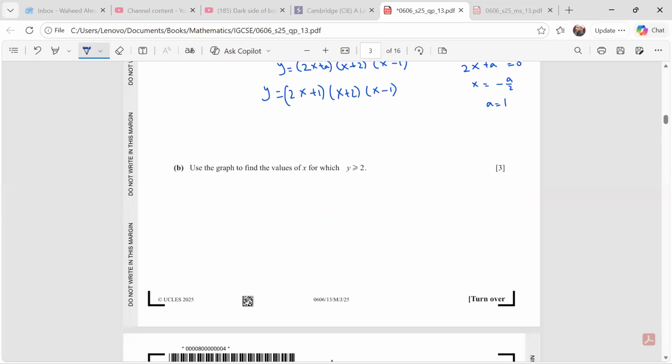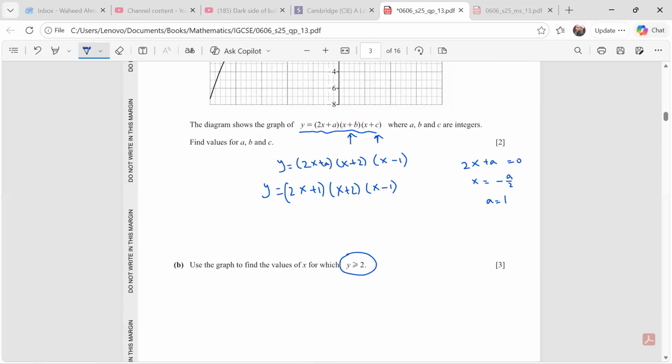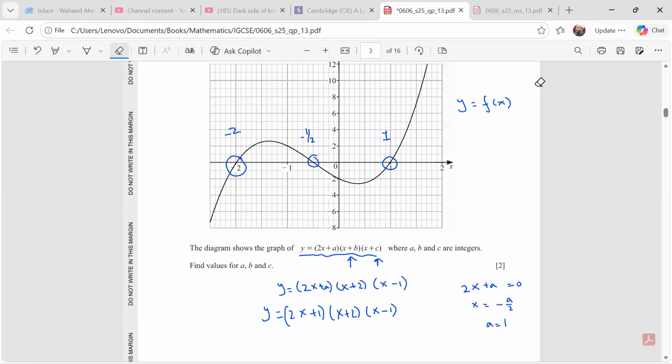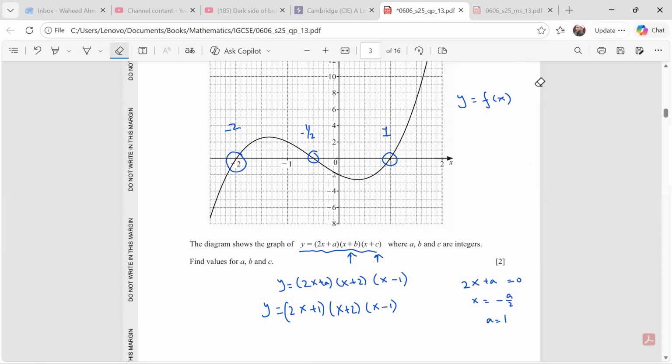Now the next part: use the graph to find the values of x for which y is greater than or equal to 2. This is also interesting. You see, let me erase this thing. Oh my goodness, how can we erase this one.